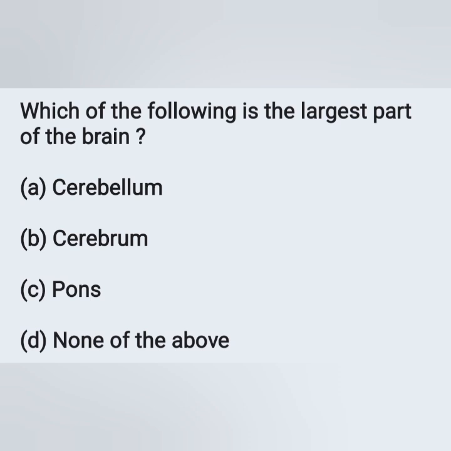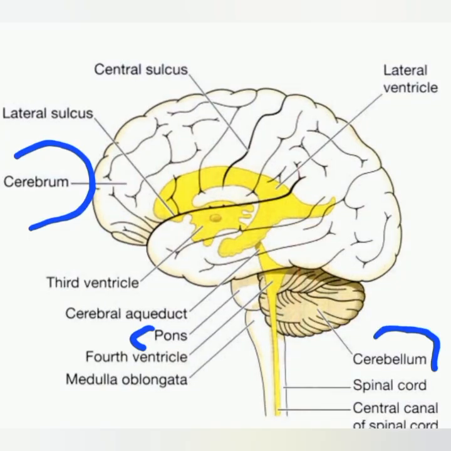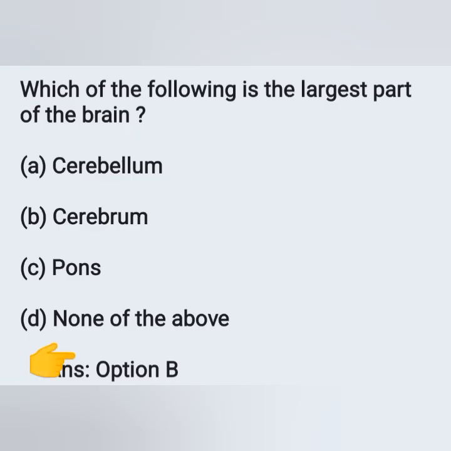Our question is, which is the largest part of the brain? In the picture we can see the cerebrum, pons and cerebellum. Among these, which is the largest part? Cerebrum is the largest part of the brain. So the answer is option B, cerebrum.